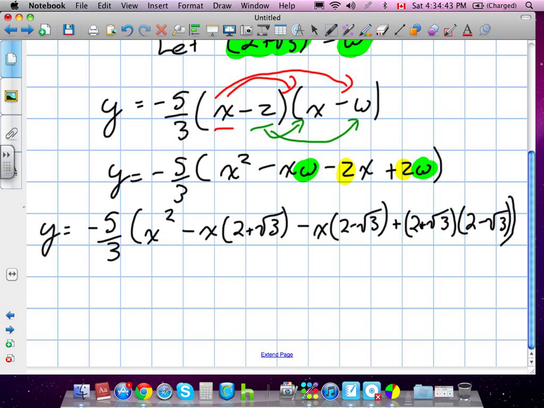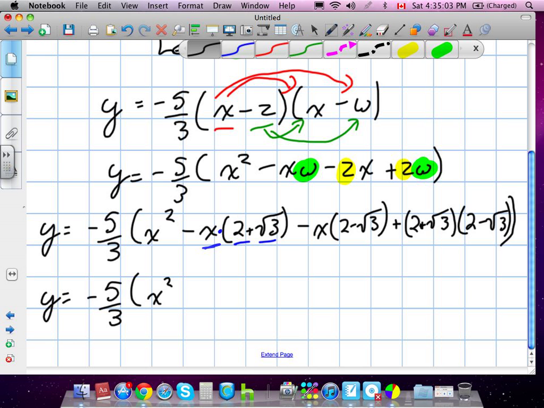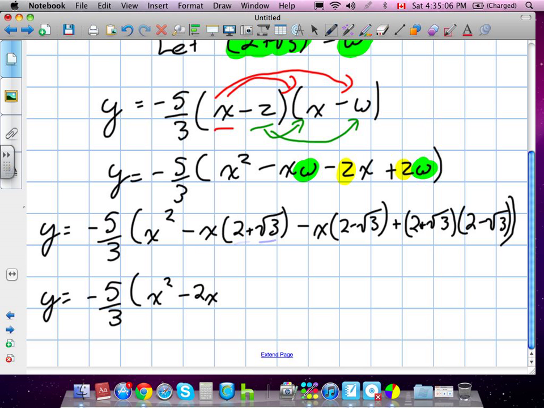They won't cancel out, actually. They're going to create stuff. Not everything always drops off. Be very careful when you're doing these things. So, y equals negative 5 over 3, x squared. This is, again, distributive property. This is x multiplied by both terms inside of here. So I'm going to end up with negative x times 2 gives me negative 2x. Negative x times root 3 gives me negative root 3x. Negative x times negative 2 gives me negative 2x. And again gives me positive root 3x.